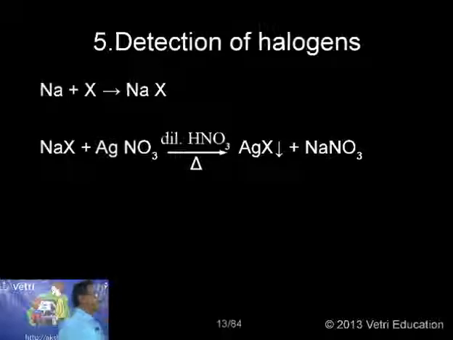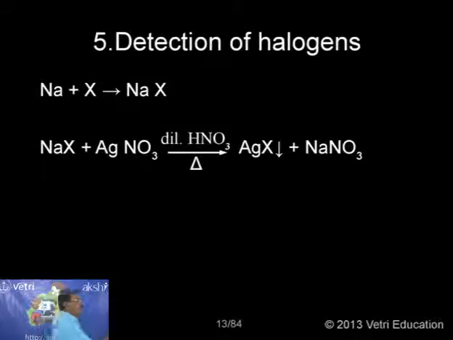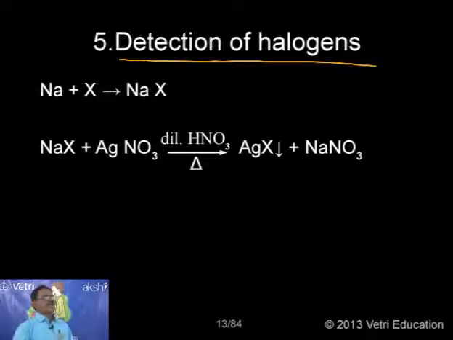Okay, next one. Detection of halogen. Next, halogens can be detected, that is fluorine, chlorine, bromine, iodine, etc. As usual, when we are preparing the sodium fusion extract under the Lassaigne test, if there is any halogen, it will be converted into sodium halide. Sodium halide means sodium fluoride, sodium chloride, sodium bromide, sodium iodide. So in the sodium fusion extract solution, they will be in the form of sodium salts.